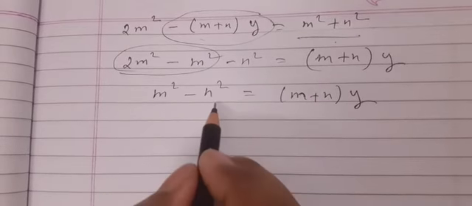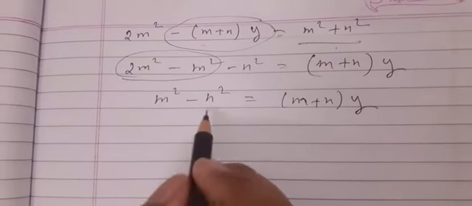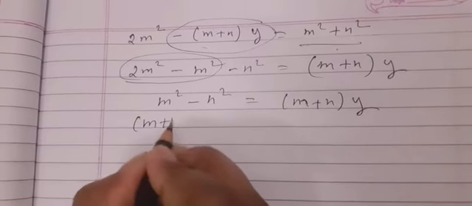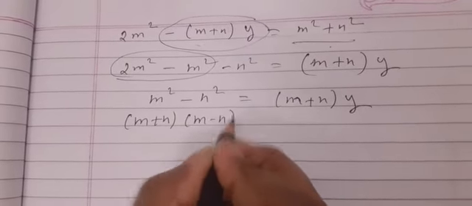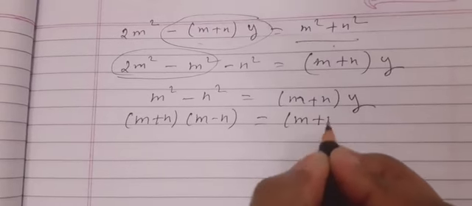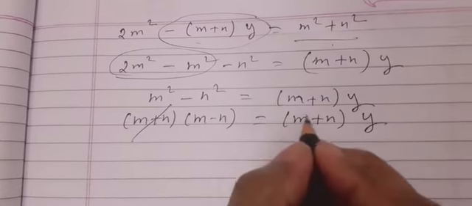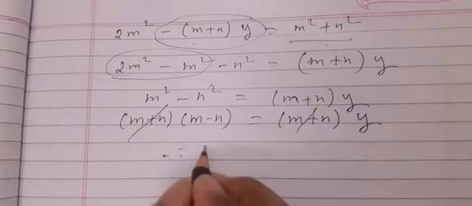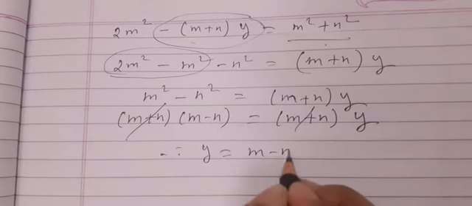And we know that a square minus b square is what? a plus b into a minus b. So I will write it as m plus n into m minus n, and here is m plus n into y, so this m plus n, m plus n is cancelled, therefore y is equal to what? y is equal to m minus n.